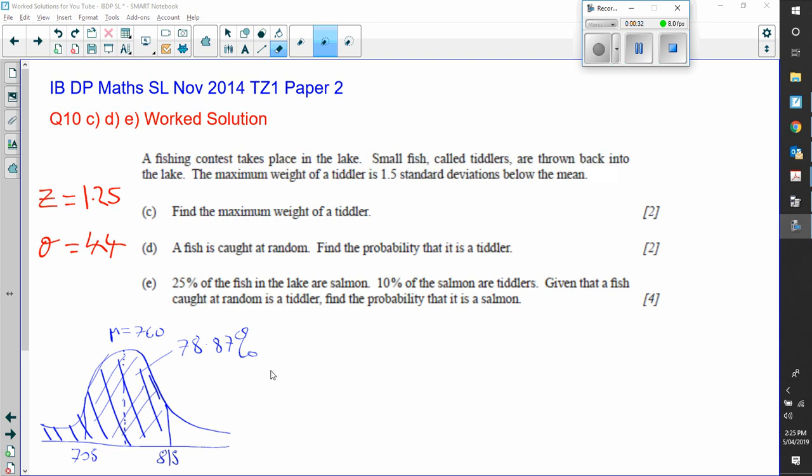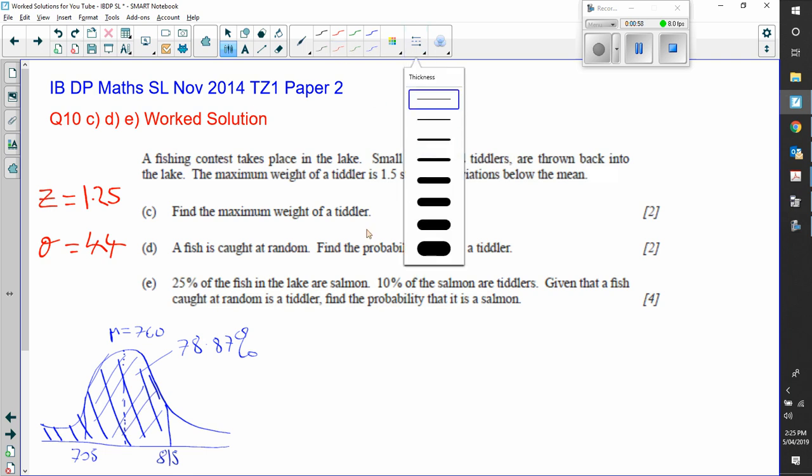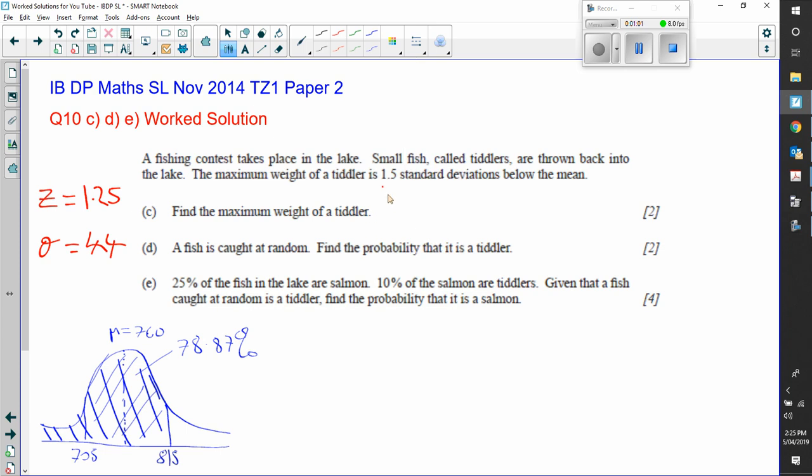So the first thing that we need to do is find, a fishing contest takes place in a lake. Small fish are called tiddlers and are thrown back into the lake. The maximum weight of a tiddler is 1.5 standard deviations below the mean. So we're talking about 1.5 standard deviations below the mean. So we're going 1.5 standard deviations in this direction here.